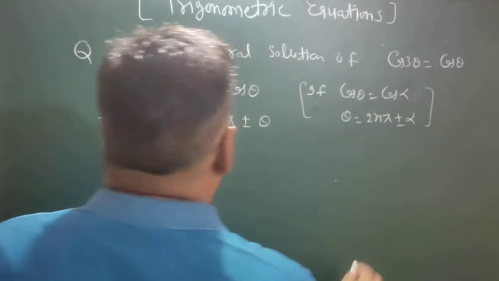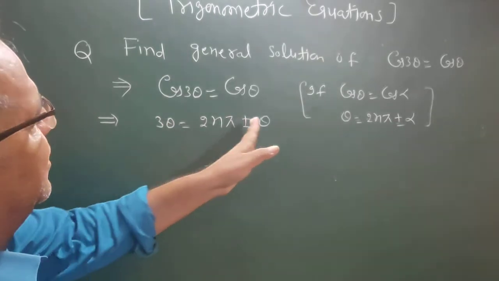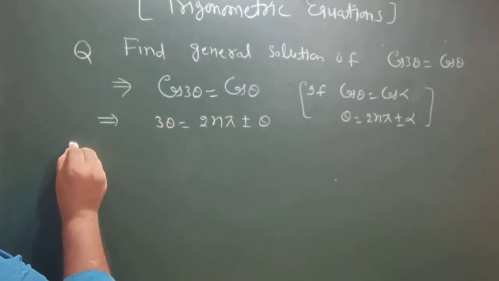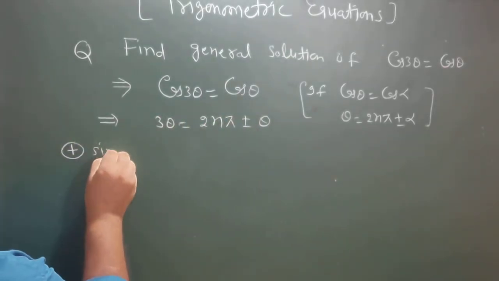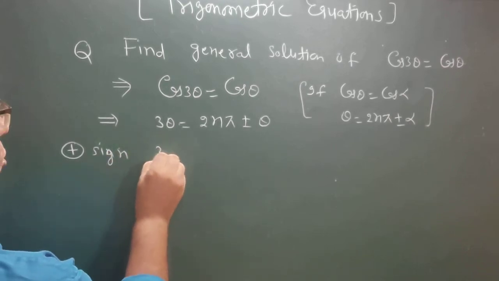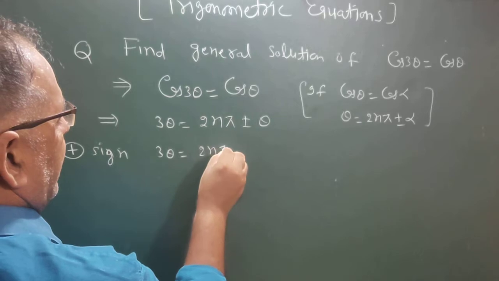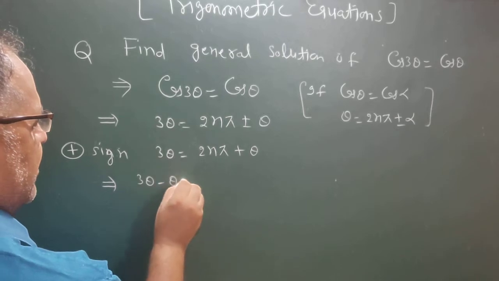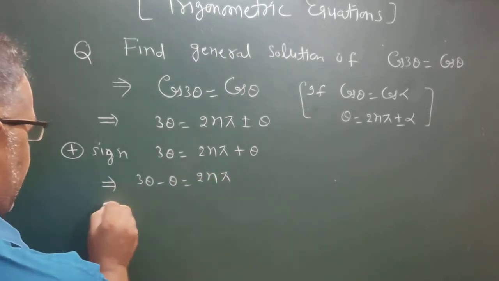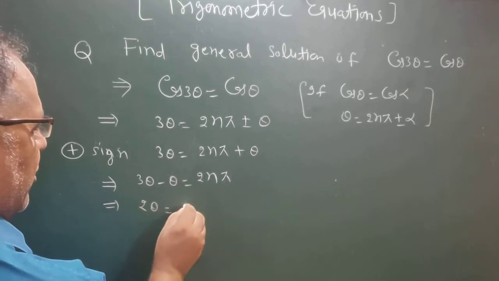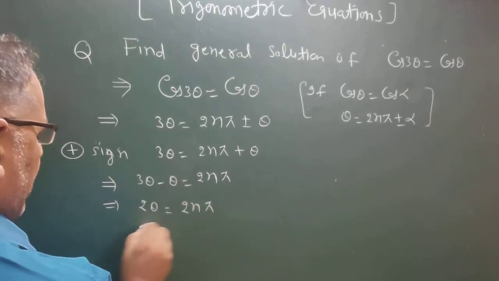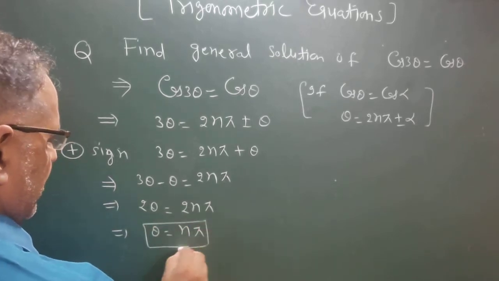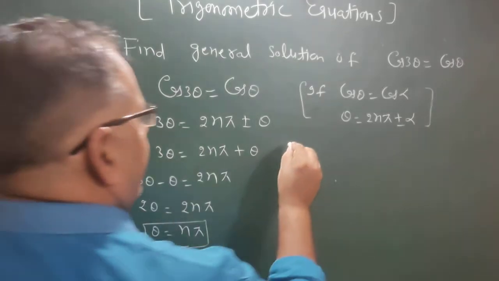Okay, so here we want to find the value of theta, and theta is coming in the term of theta. So this solution is not called a complete general solution. First we take the positive sign. So 3 theta equal to 2 n pi plus theta. Transferring, 3 theta minus theta equal to 2 n pi, that means 2 theta equal to 2 n pi. So now we have theta equal to n pi. This is one solution of this trigonometric equation.